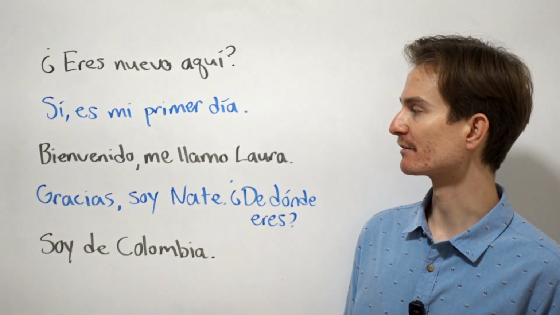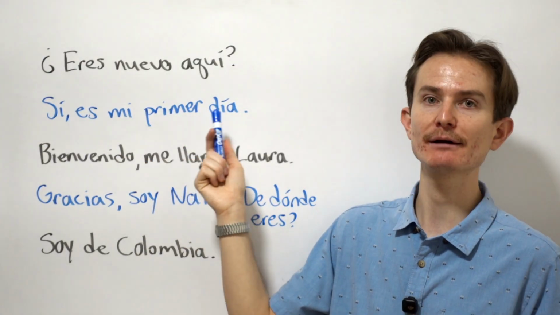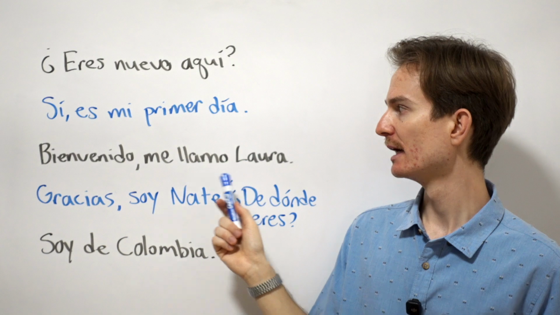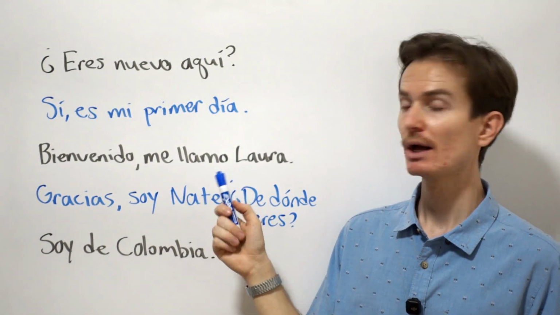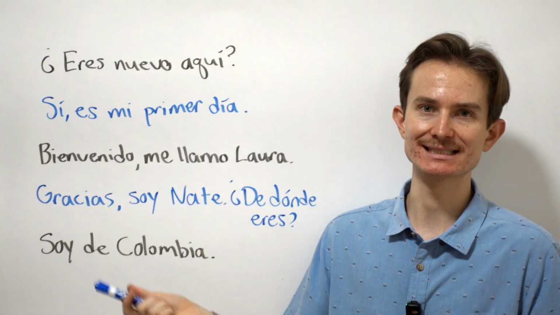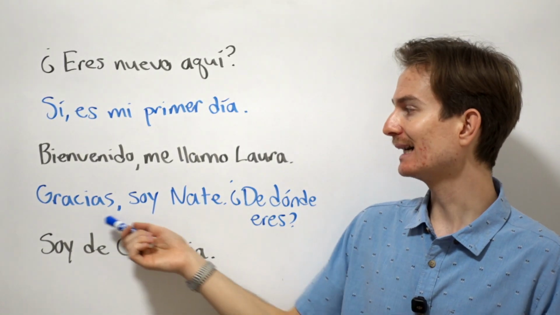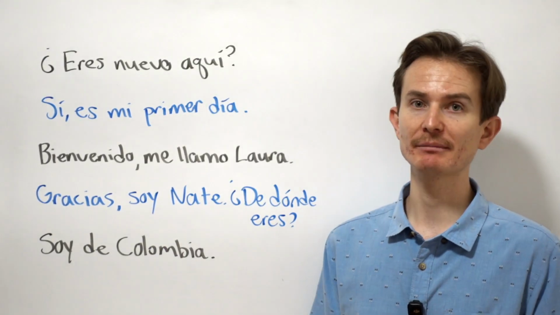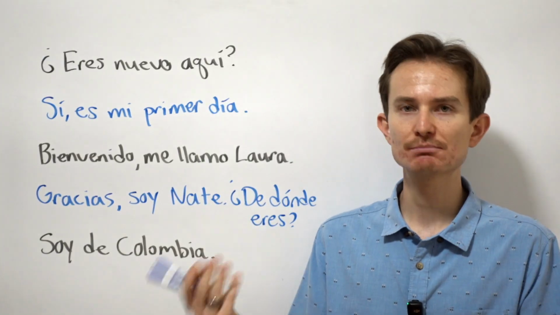Okay, really basic conversation. So, are you new here? Yes, it's my first day. Welcome, my name is Laura. Notice how we can say soy or me llamo. Me llamo literally translates to I call myself or I call me Laura. Okay? Gracias, soy Nate. I am Nate. Soy can mean I'm or can mean am. So yo soy and soy, pretty much the same thing.